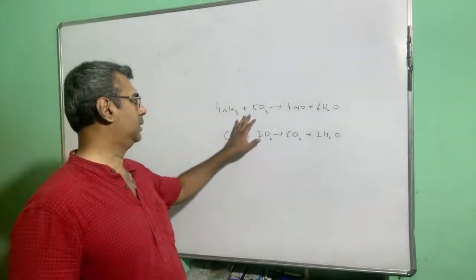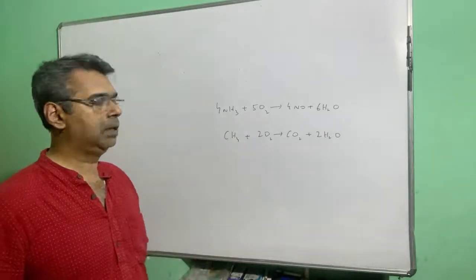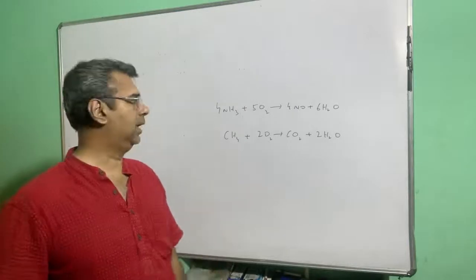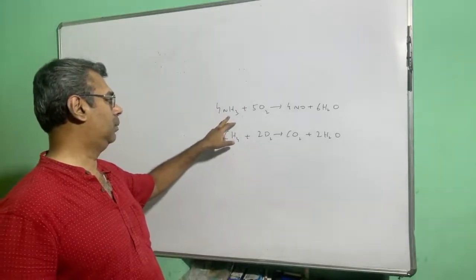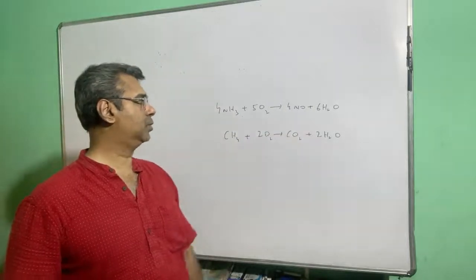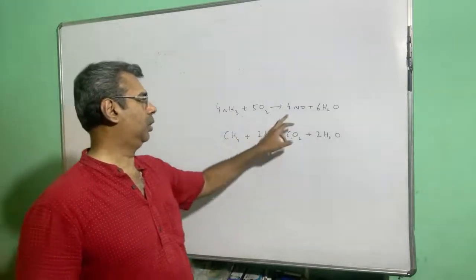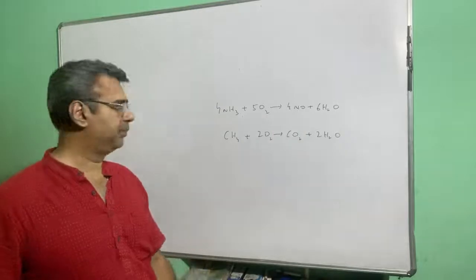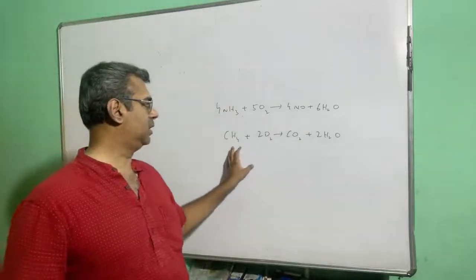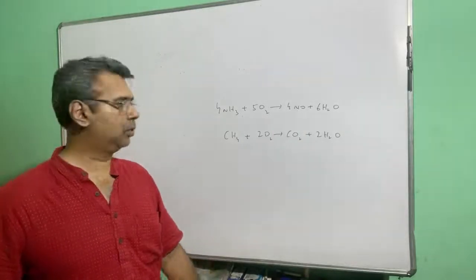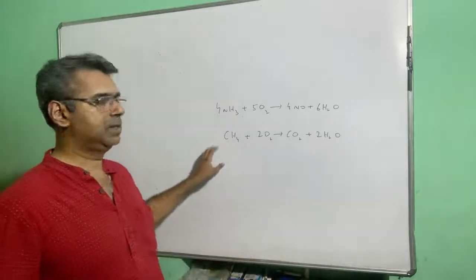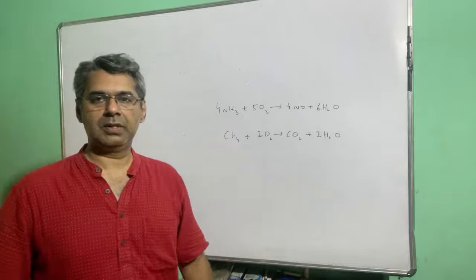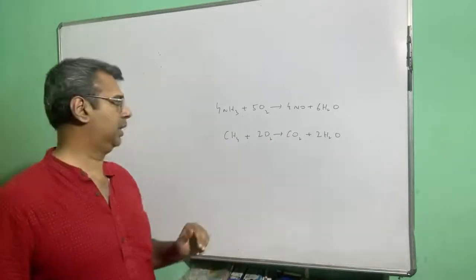First of all, these two reactions both are redox reactions. Why? Because over here, ammonia is getting oxidized to nitric oxide and oxygen is getting reduced to water. Over here, CH4 is getting oxidized to CO2 and oxygen is getting reduced to H2O. So the first thing we can say about these two reactions is that they both are redox reactions.